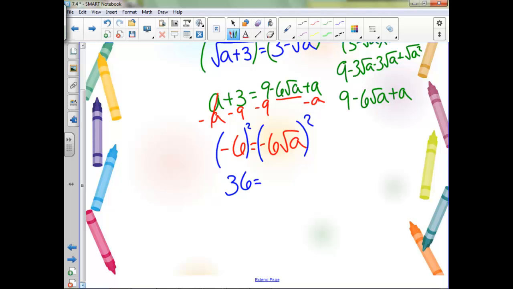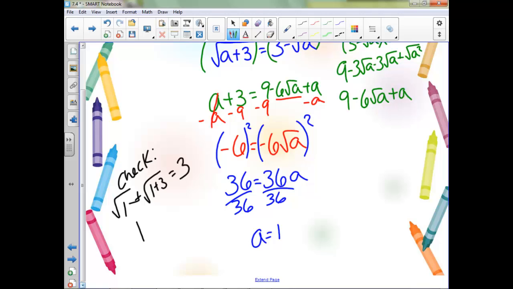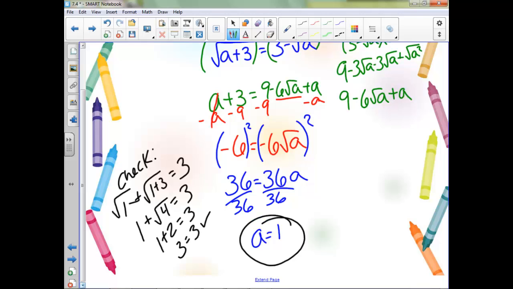Remember, when we square this right side, negative 6 times negative 6 is 36. Root a times root a is a. We still need to check. Square root of 1 is 1. It works. So that's our answer.